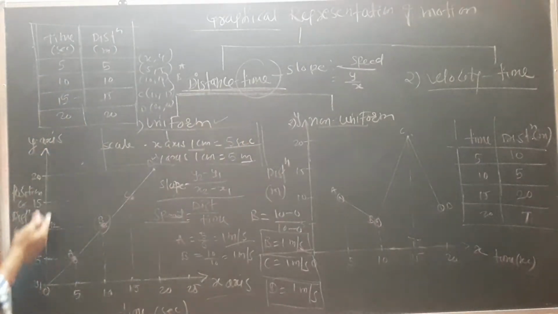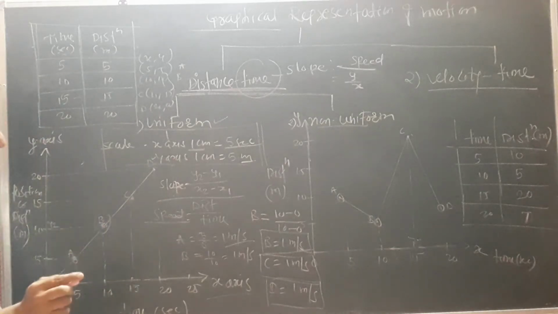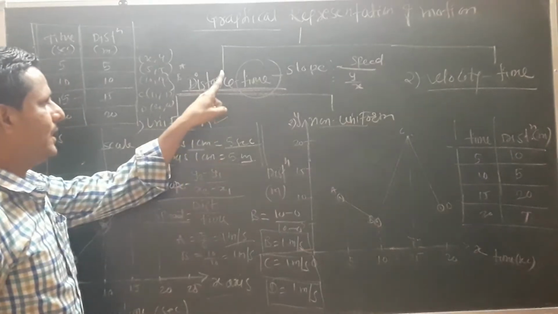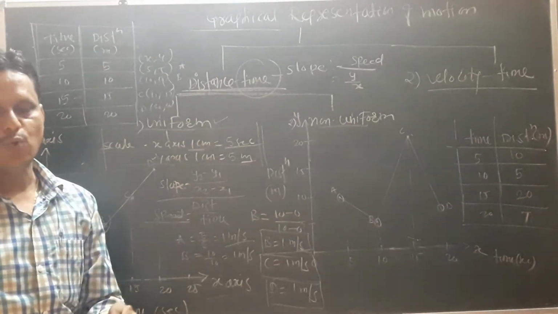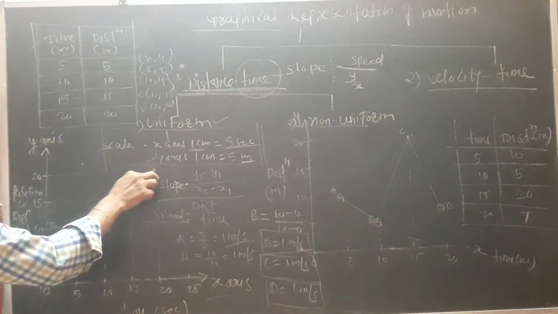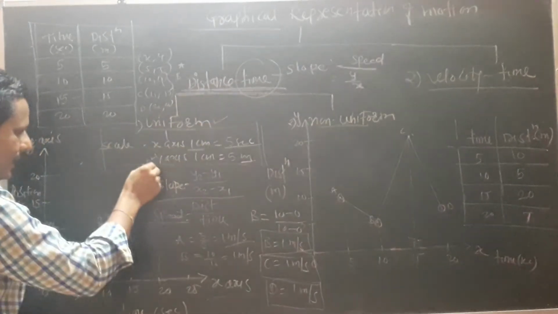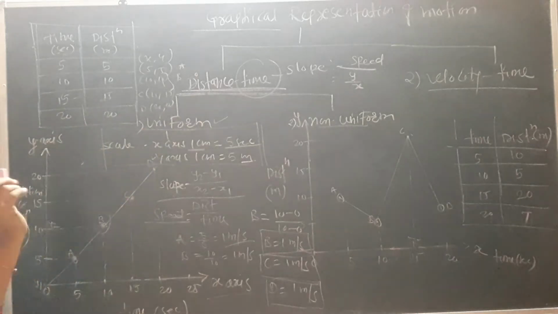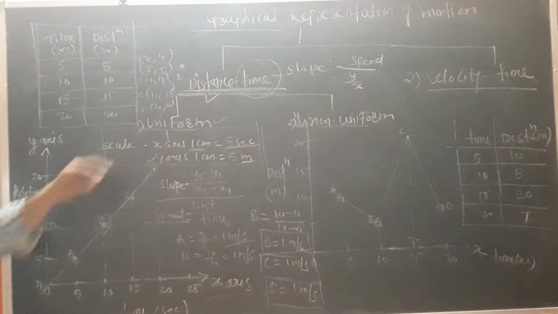So that's it, the simple graph. So now we can make the conclusion for uniform motion, that is the distance-time graph of uniform motion. The conclusion is that the graph of uniform motion on a distance-time graph is always a straight line. That is the conclusion for the distance-time graph for uniform motion.